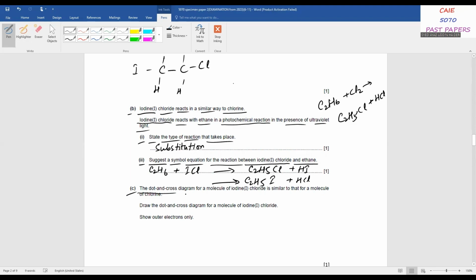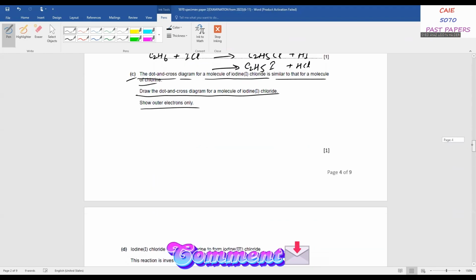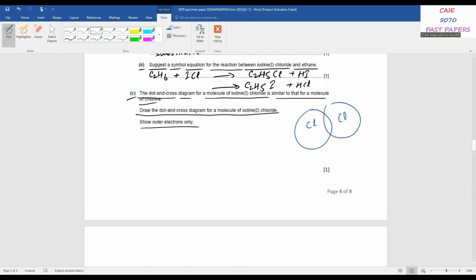9C. The dot and cross diagram for a molecule of iodine 1 chloride is similar to that for a molecule of chlorine. Draw the dot and cross diagram for a molecule of iodine 1 chloride. Show outer electrons only. Recall the diagram of chlorine molecule. It will be like this. Both contain 7 electrons in their valence shell and both need 1 electron to complete their valence shell. 1, 2, 3, 4, 5, 6, 7. For this one, 1, 2, 3, 4, 5, 6, 7.